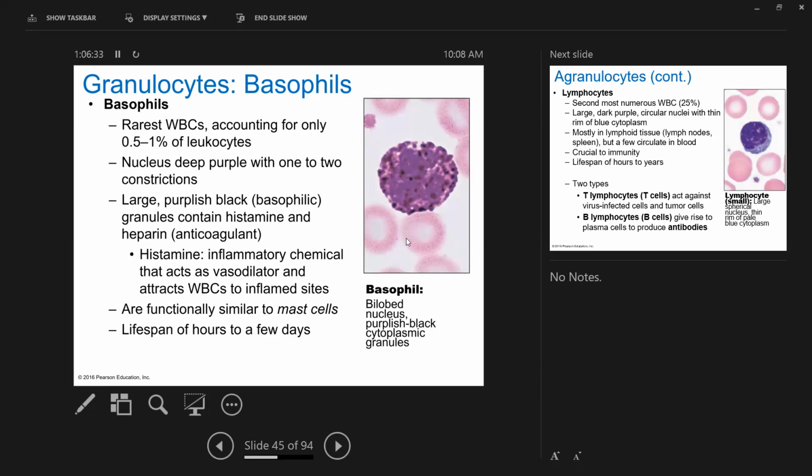Heparin is our body's natural anticoagulant to prevent platelets from clumping and forming clots. An anticoagulant prevents coagulation. The generic term is blood thinner. It doesn't really thin the blood. Heparin is a natural anticoagulant. The granules either contain histamine or heparin.